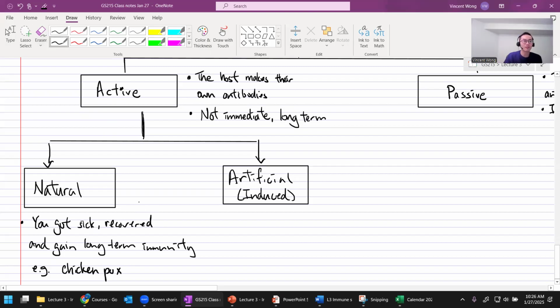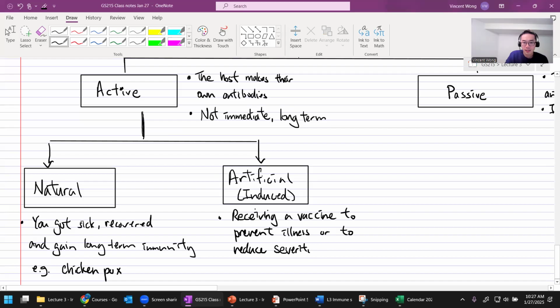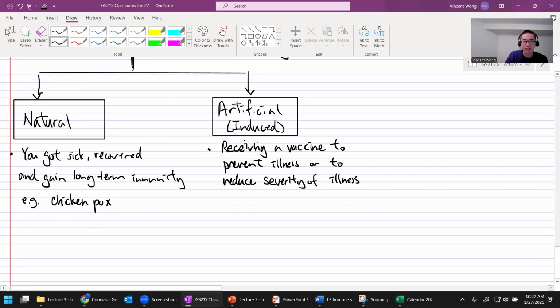Doesn't have to be chickenpox. Every single illness that you caught and recovered from will be natural active. All right. Artificial or induced active would be like receiving a vaccination to prevent illness or to reduce severity of illness. Okay, some vaccines are very effective.